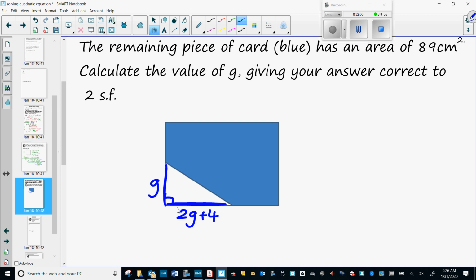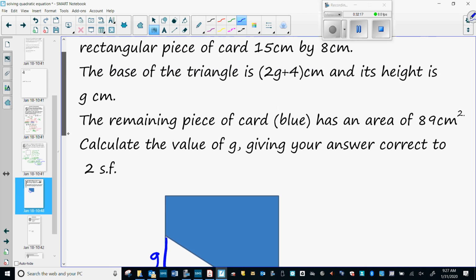Oh, I didn't see it on my paper. You didn't see it was a right angle? It's cut from a rectangular piece of card. Like, it looks like it on that, but it doesn't. But it's from a rectangular piece of card.